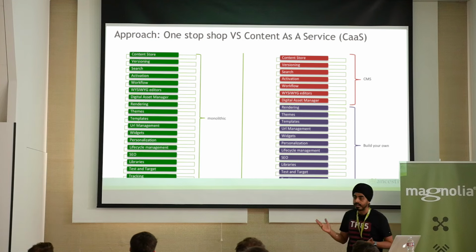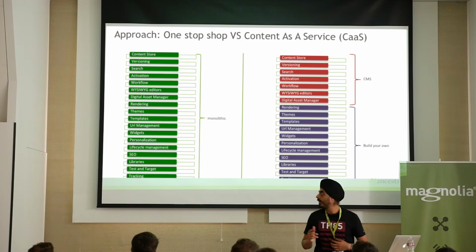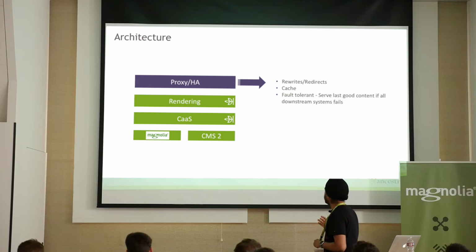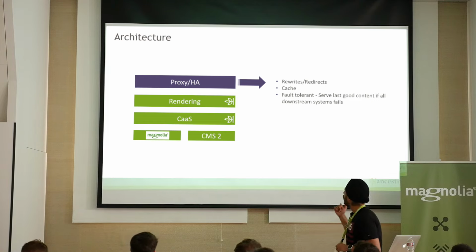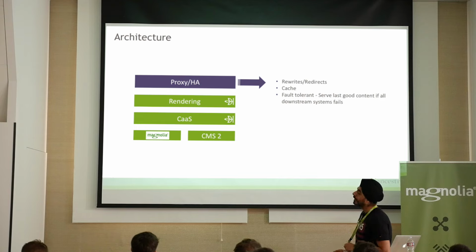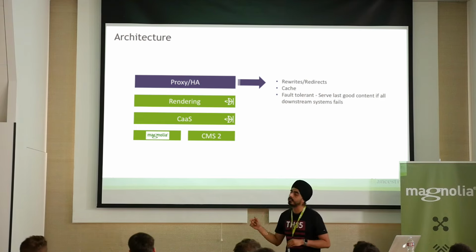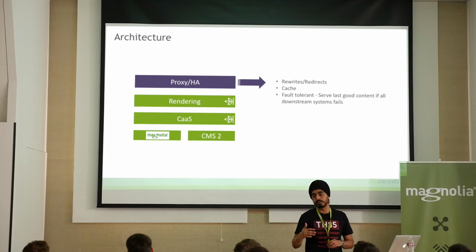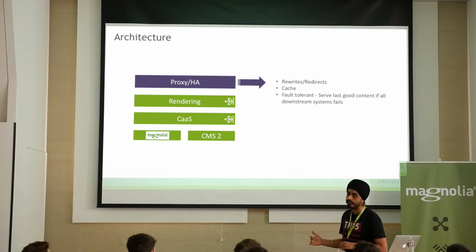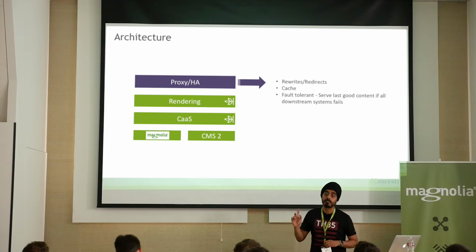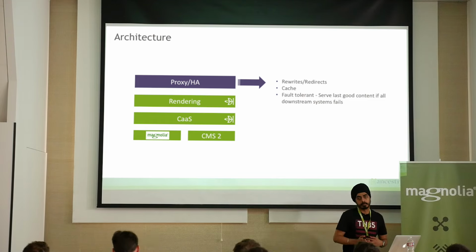So this is how our architecture looks. We have a high availability layer as the first entry point for all the traffic. This layer takes care of all the rewrites and the redirects. It also caches data. That's really important because this offers our first fault tolerant layer, right? If all the downstream systems fail, for whatever reason, a network outage or whatever, we show users something back rather than showing a 404 error page.